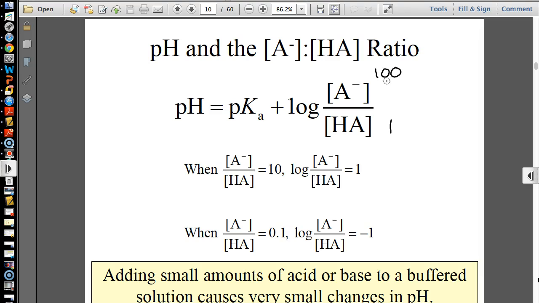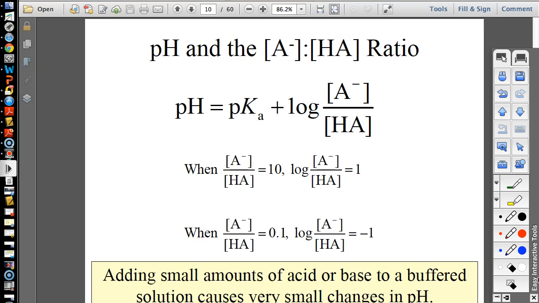And if the ratio goes up by 10, the pH is only going to go up by 1. This number gets added. So that's the cool thing about buffers. Even if you change the concentration of the conjugate acid or base by a power of 10, your pH is only going to go up by 1. That's nice. And if this ratio is 0.1, there's your negative number, and that's less than 1. We had this conversation. So adding small amounts of acid or base to a buffer solution causes very small changes in pH.